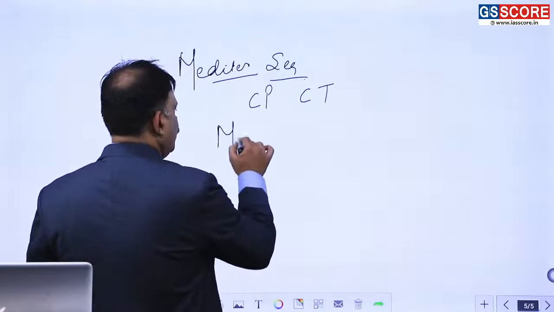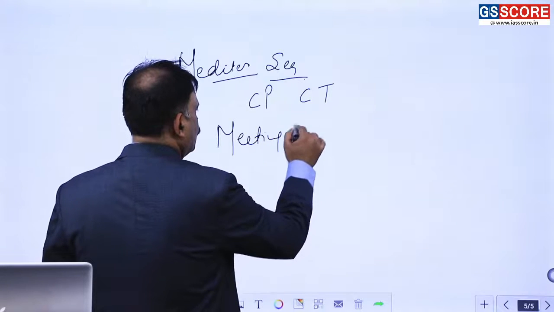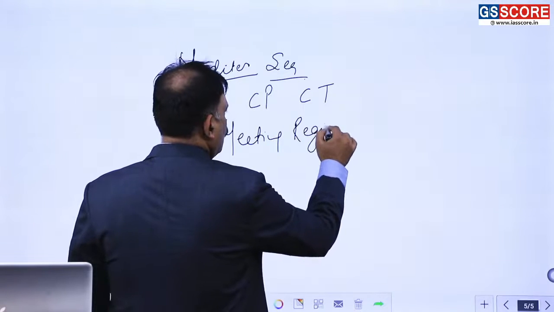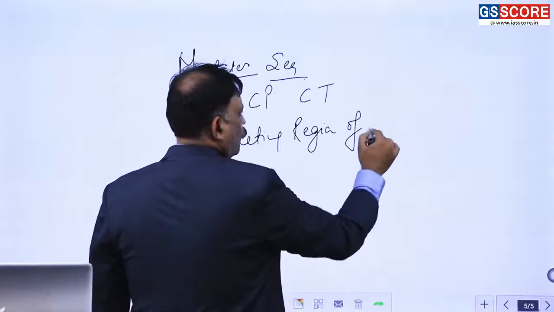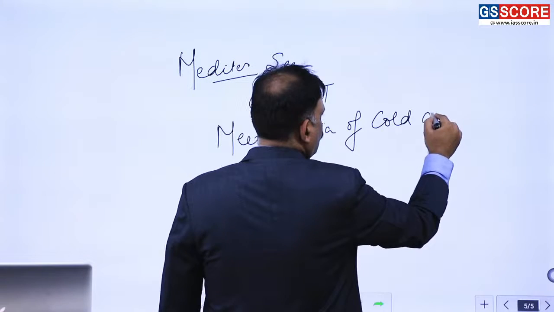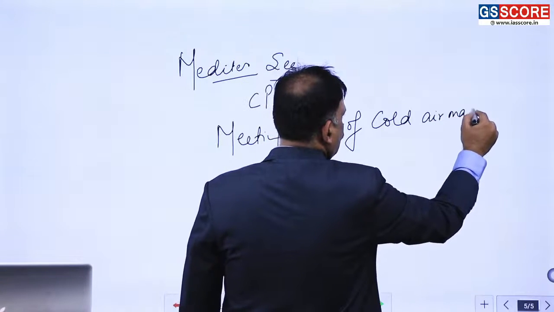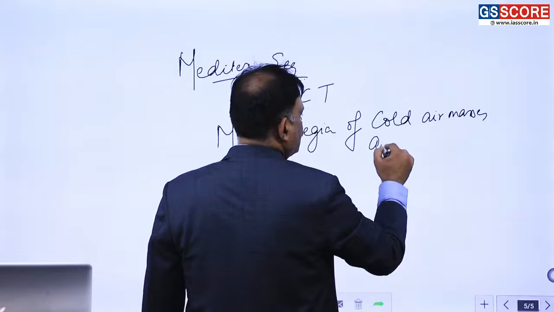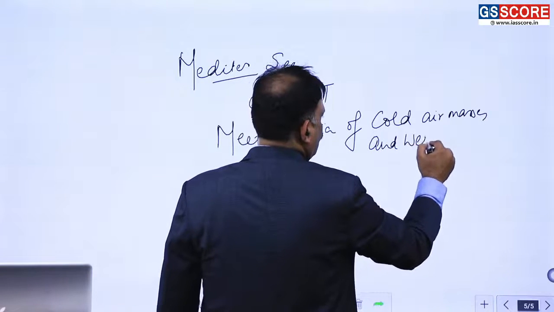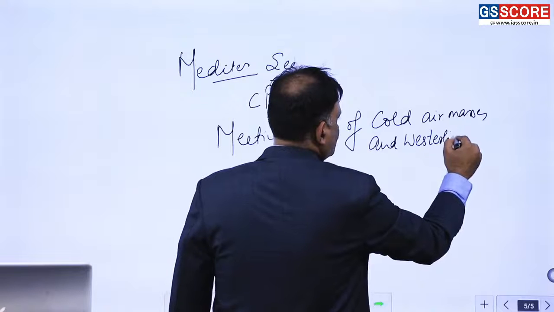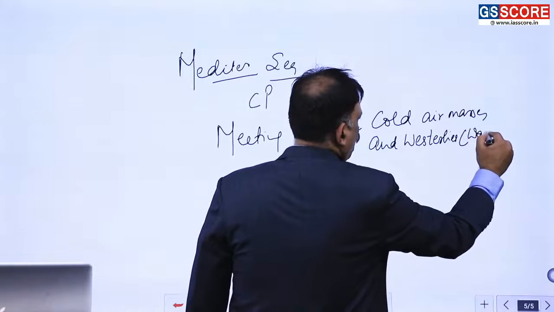ओके, अब ये जो रीजन होता है, दे आर द मीटिंग पॉइंट, मीटिंग रीजन ऑफ कोल्ड एयर मासेस एंड वेस्टर्लीज, ओके, एंड वार्म वेस्टर्लीज, because westerlies का नेचर यहाँ पे वार्म होगा। कारण क्या होगा?